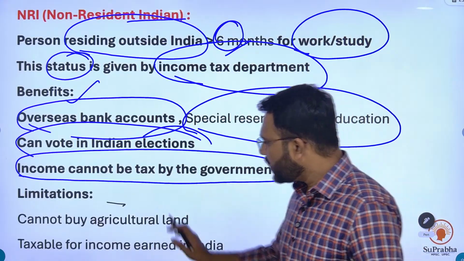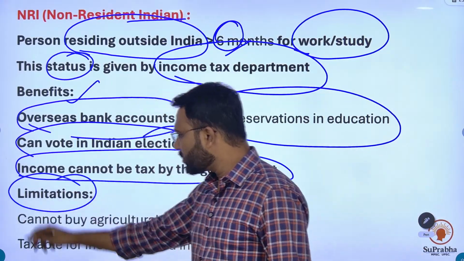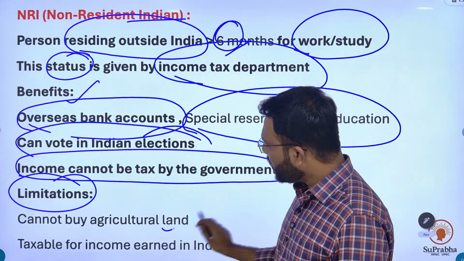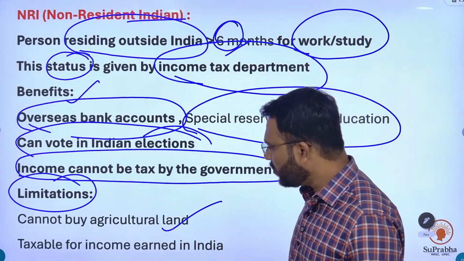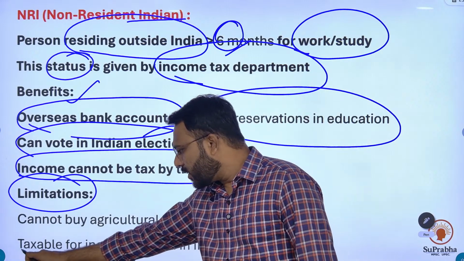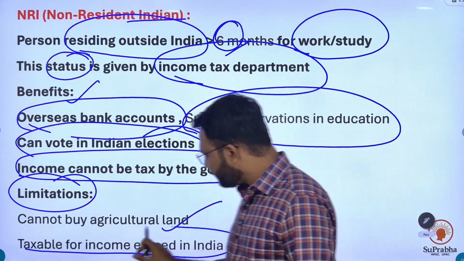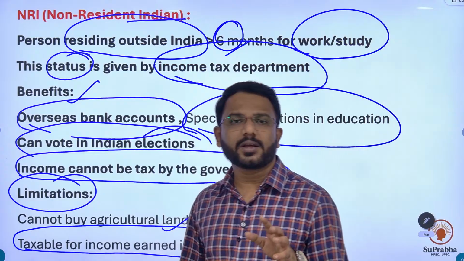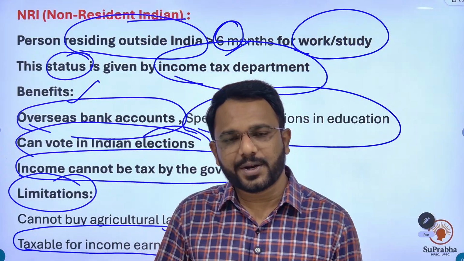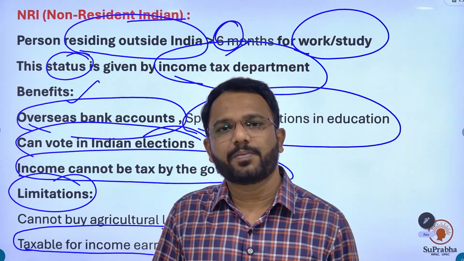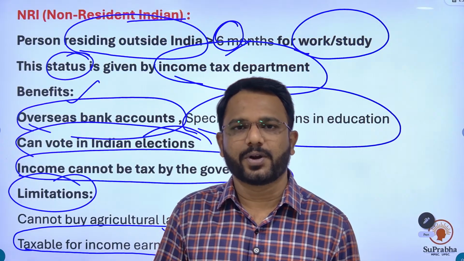Okay, so there are some limitations as well. What are the limitations? These NRI people or individuals cannot buy agricultural land, just like overseas citizens. Okay, and if they are earning income in India, or the income sources are in India, that income would be taxed by the government.